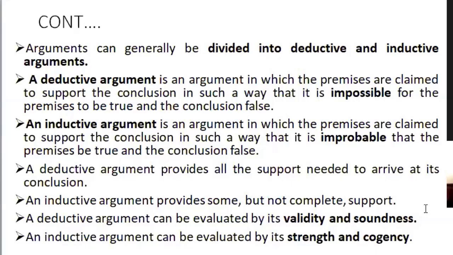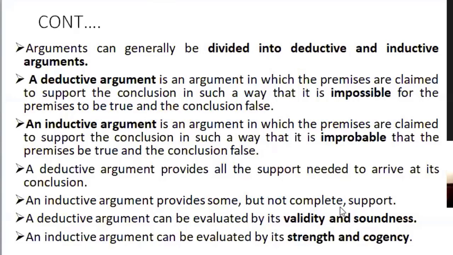Arguments, depending on their nature, depending on the inferential link between the premises and the conclusion, can be classified or divided into deductive and inductive arguments. An argument is said to be a deductive argument if and only if the premises support the conclusion in such a way that it is impossible for the conclusion to be false and the premises to be true. We call this a deductive argument.